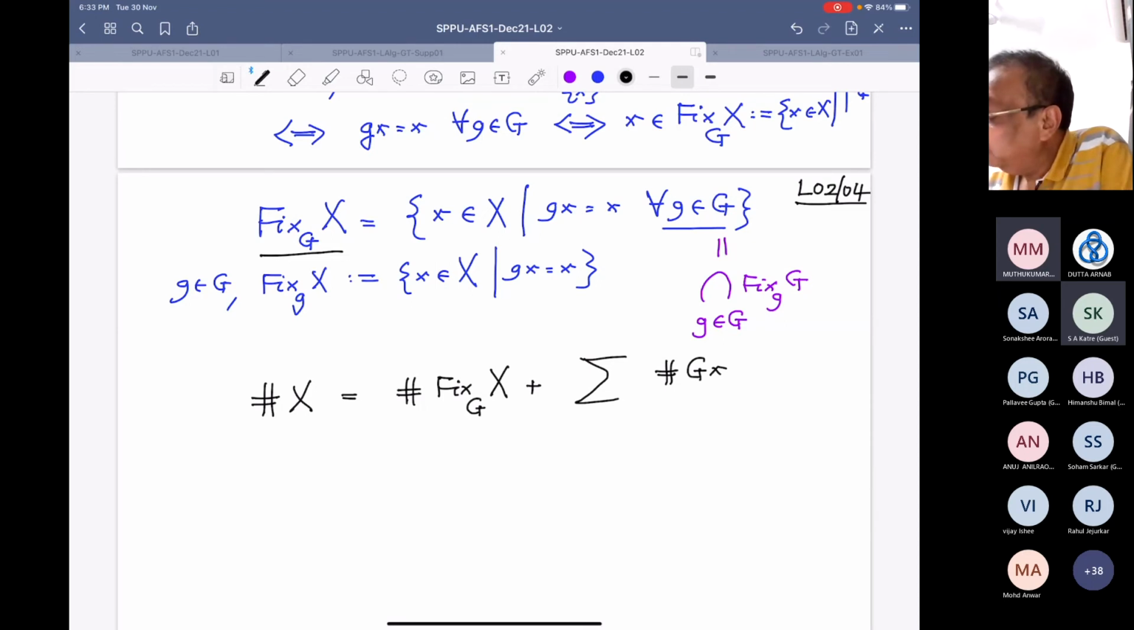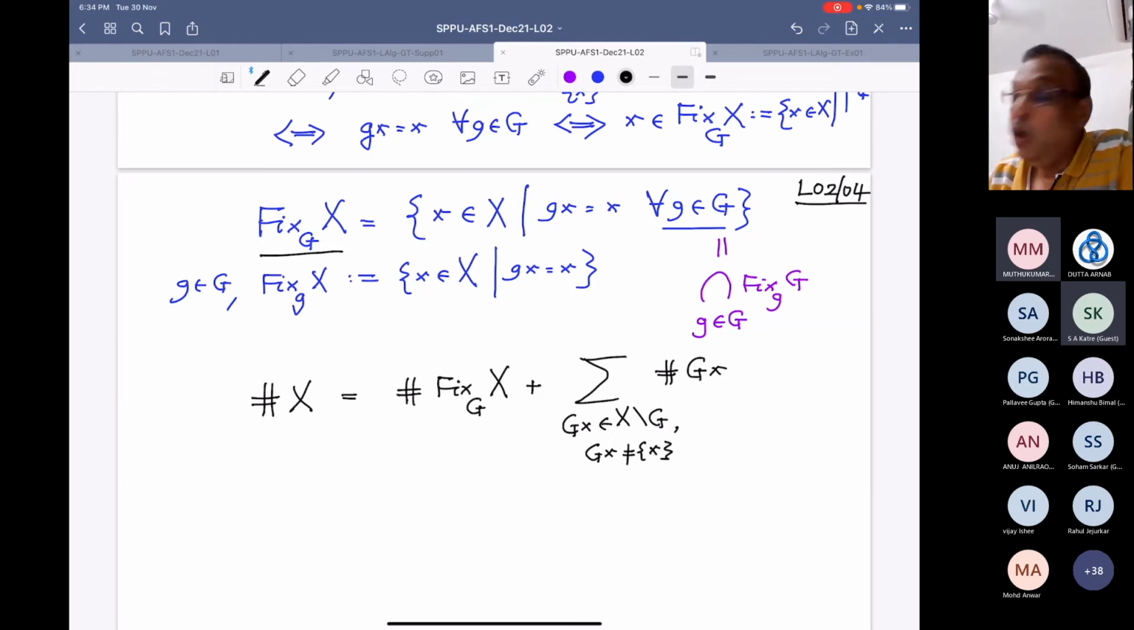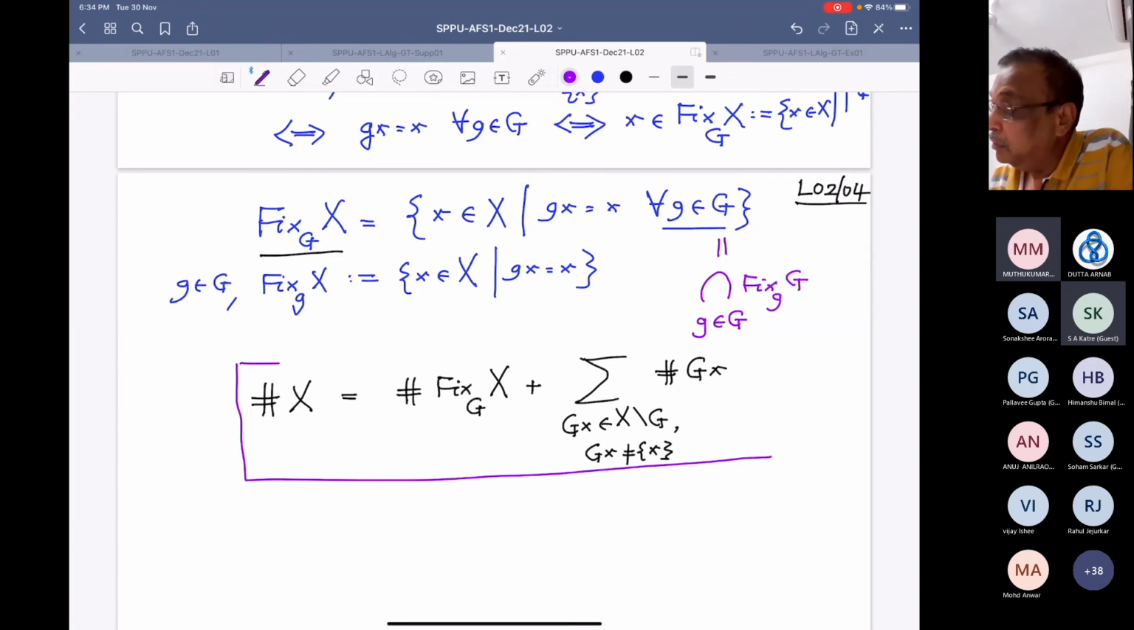And then I should write, first of all, Gx should vary in the orbit quotient set. And in addition, I should write Gx is not singleton. So that is same thing as saying Gx is not a singleton. Now you see, this writing will make things very precise. One doesn't have to ask what is what.